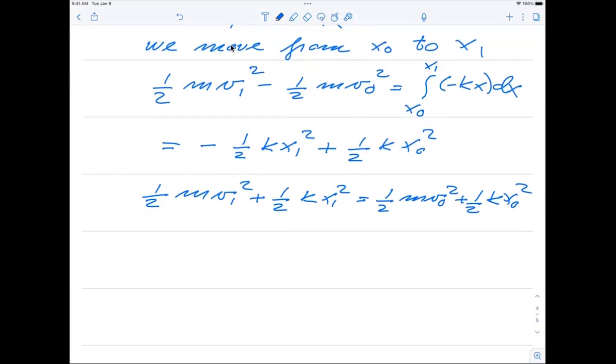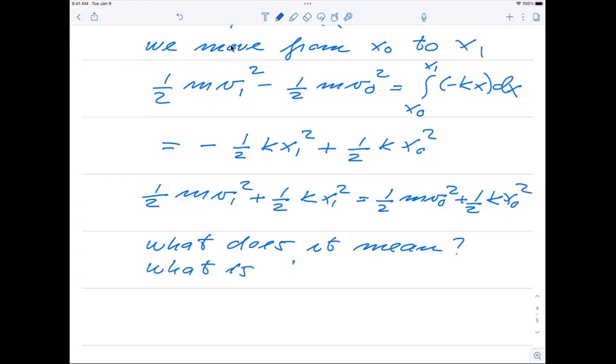Now, you've probably seen something similar to this. So what does this actually mean? Or what does it represent? What does it mean, what we have here? And how do we interpret 1/2 of k x1 squared and 1/2 of k x0 squared? What do they represent? So I see that somebody has already answered here.